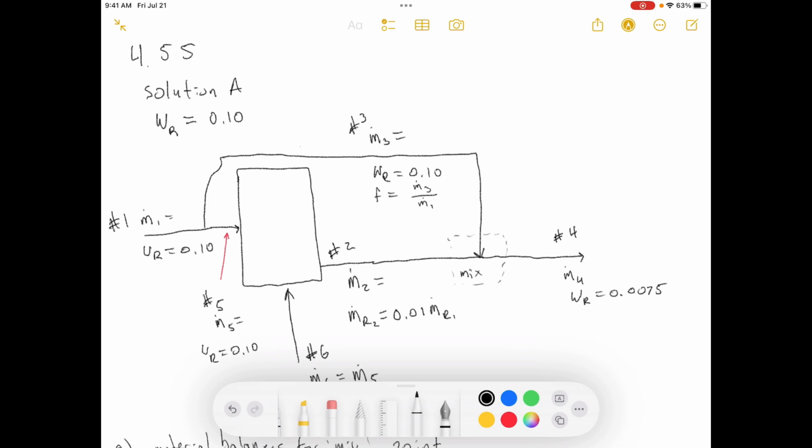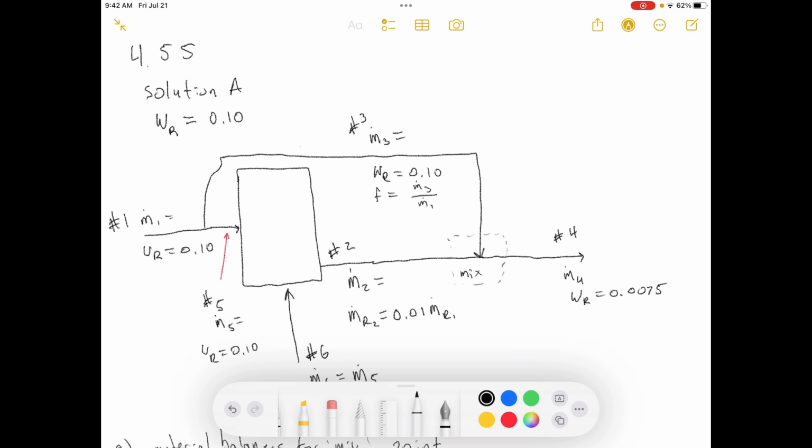Today we're working out of Elementary Principles of Chemical Processes, 3rd edition, and we're doing problem number 4.55. The problem statement says, a complex solution A contains up to 10 weight% of a drug R. Mass fraction, they say, is XRA, and we know what a mass fraction is. A stream of this solution is the fresh feed to a continuous pharmaceutical process.